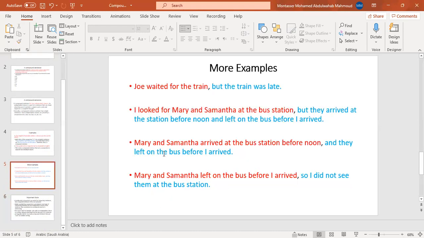The fourth example: Mary and Samantha left on the bus before I arrived, so I didn't see them at the bus station. Where is the coordinating connector? So, very good. And where is the first sentence, which is complete? Mary and Samantha left on the bus before I arrived. And where is the second sentence? I didn't see them at the bus station.